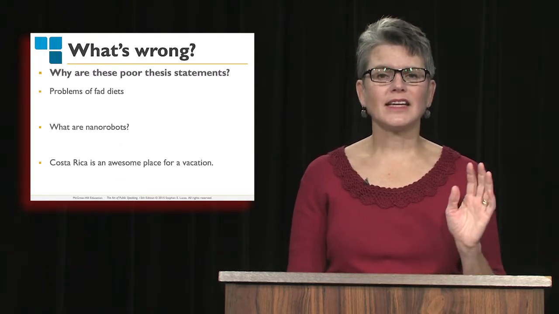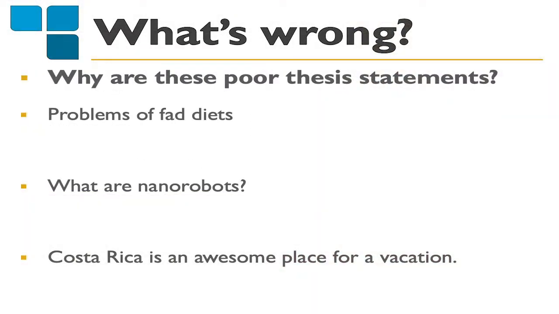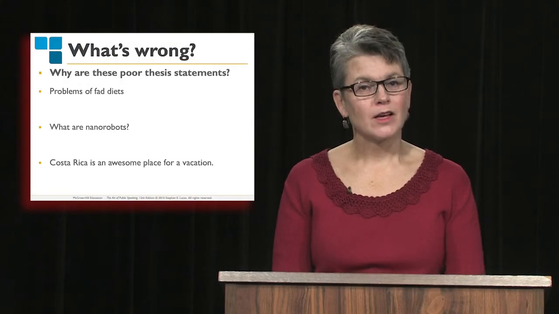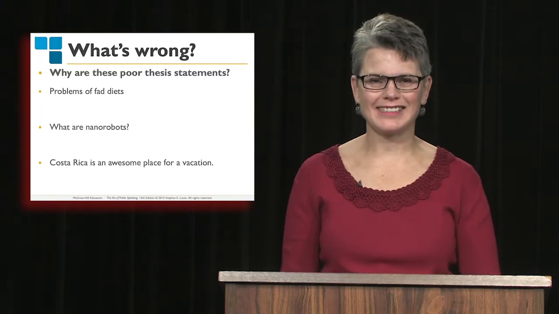So let's take a look at a couple statements and see what's wrong with these statements, okay? Problems of fad diets. What's wrong with that statement? Okay. How about, what are nanorobots? Given the parameters I mentioned before, what's wrong with that statement? And this last one, Costa Rica is an awesome place for a vacation. How about that one? Well, there's something wrong with each of them, and I hope as you're playing along at home, you can guess some of these.